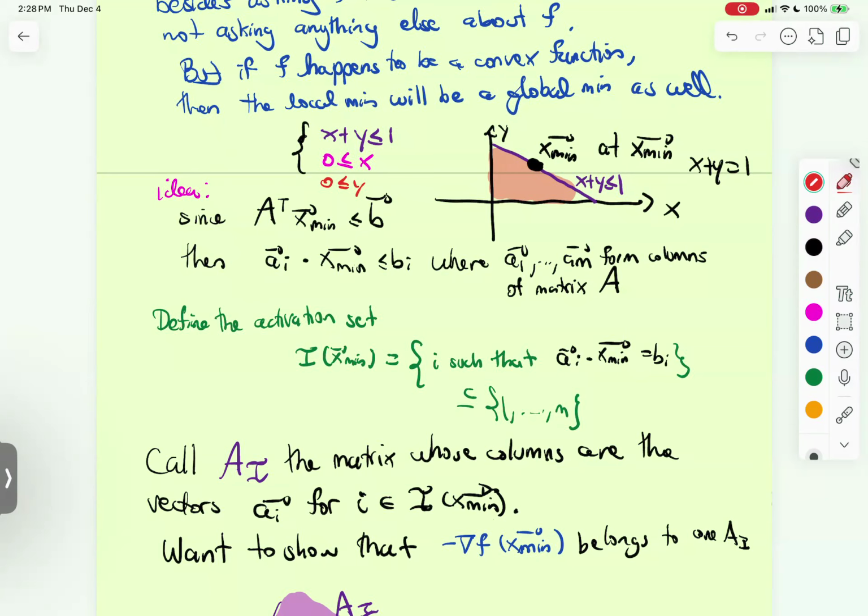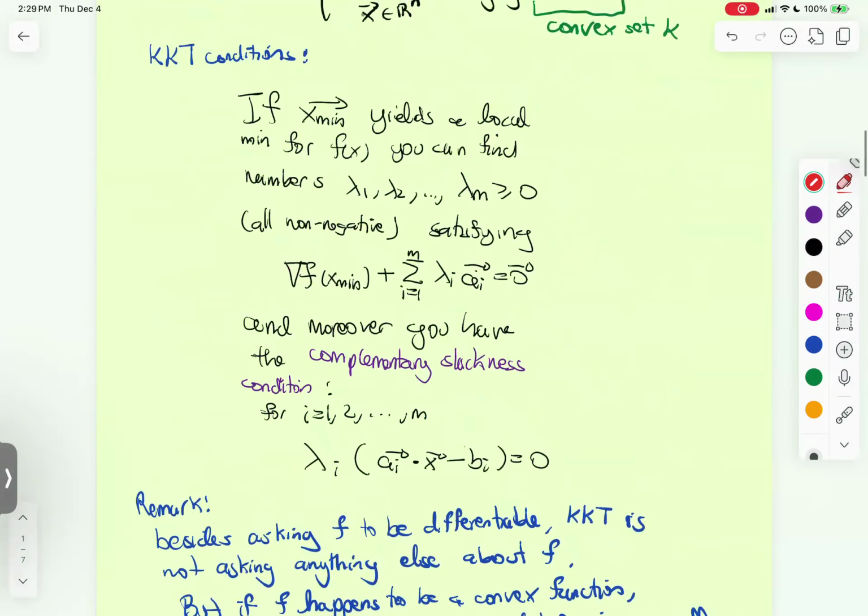And here's a very interesting interpretation of what the KKT condition says. Again, I want to show that this happens if you move the gradient to the other side.